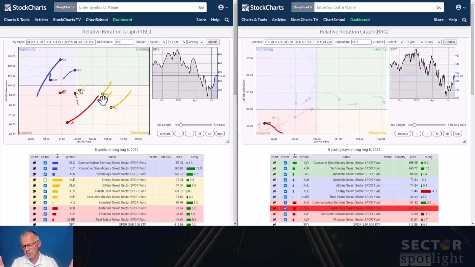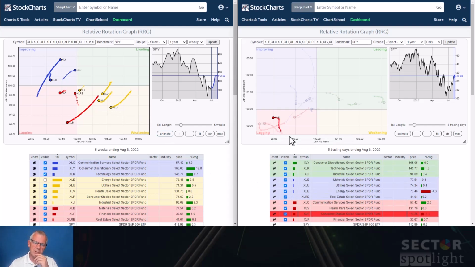It's one of the defensive sectors. Utilities were actually starting to pick up again. That's not happening for healthcare. So here healthcare, the daily is looking a lot weaker than the weekly, and the question is who's going to win that battle. Staples, quite similar.